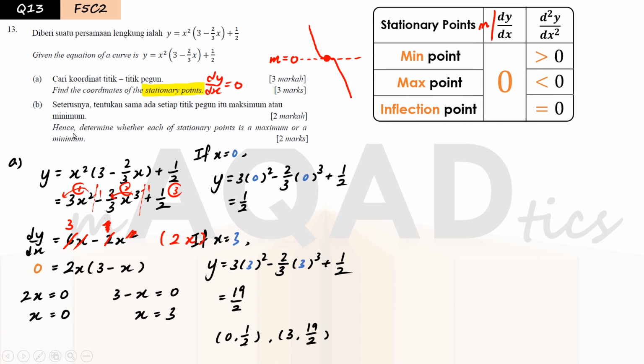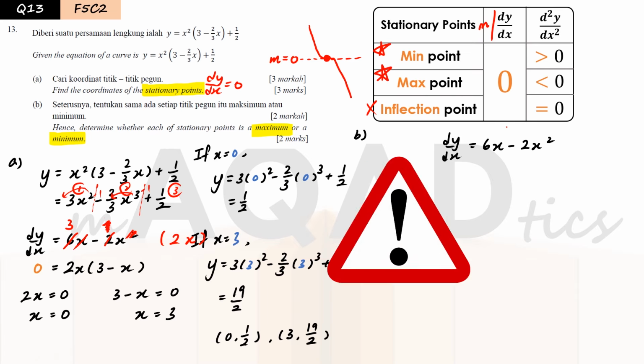So for part B, it says hence we need to state whether each of the stationary points is a maximum or a minimum point. Okay, so coming back to our table here, it only asks maximum or minimum. So this means the second order differentiation value will be either more than 0 or less than 0. Okay, so inflection point, we can just ignore it first. Okay, so let us find out the equation of d square y over dx square first. Okay, because we need to find the value of this thing. Okay, so let us differentiate this equation again.